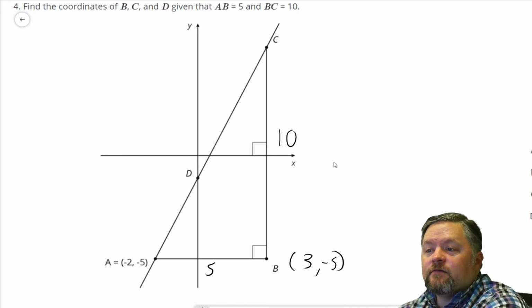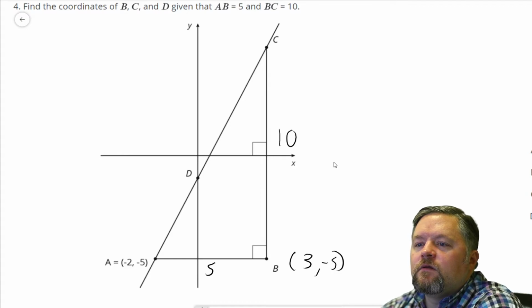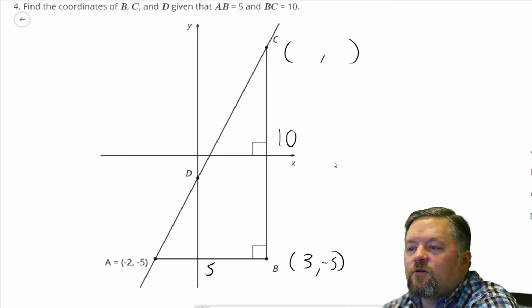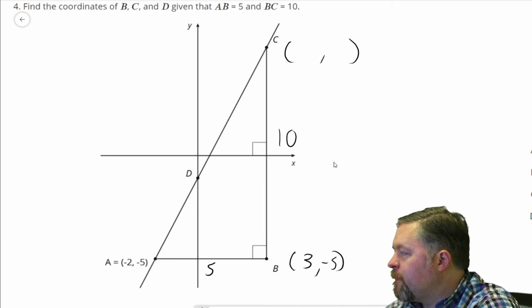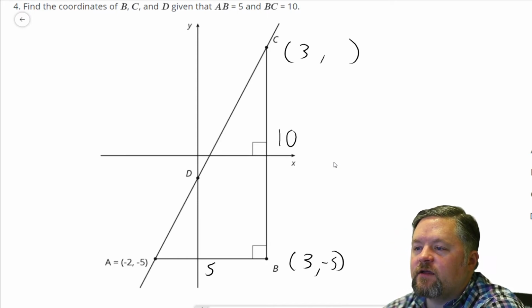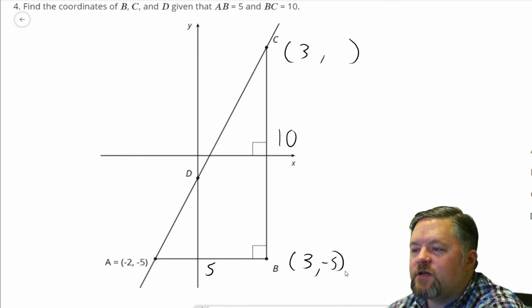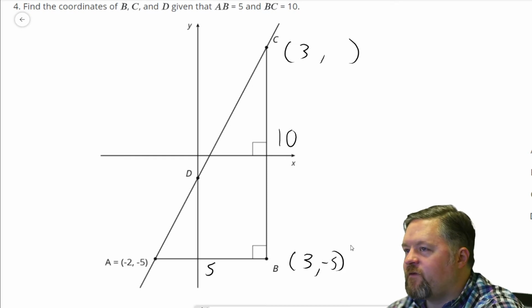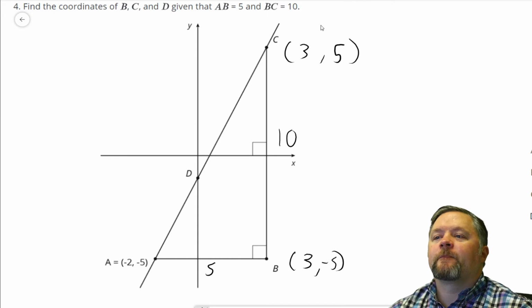Point C didn't go left or right at all from B, so the x value is still 3. If this x value is 3, then this x value is 3. It just went straight up. Now we went up 10 units from negative 5, because this was y equals negative 5. Up 10 units from negative 5 is positive 5. Okay.